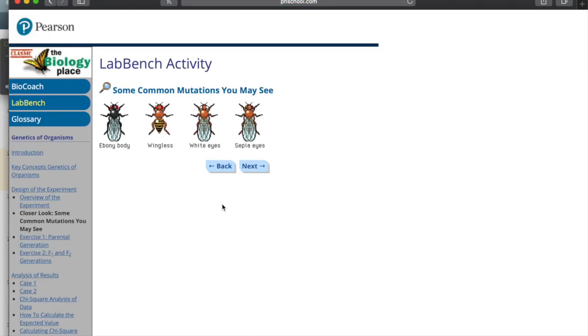So this is just listing some common mutations that we're going to see in this lab. And really there's just 2 traits here. So we have ebony body versus wingless. So 2 different alleles for 1 trait, and then white eyes versus sepia eyes, and that's just another 2 different alleles for 1 trait. And we'll see in a bit whether one's dominant or recessive.